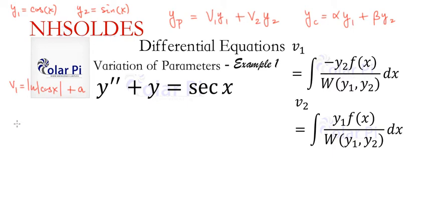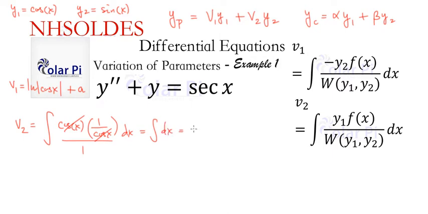And now we need to calculate v2. v2 is given by the second integral down here, and it's y1, which is cos x, times f of x, and f of x is again sec x, which we're going to write as 1 over cos x. Nice. And we know that the Wronskian, which we already calculated, is 1. And then that's dx here. So v2 is just the integral of, these guys take care of each other. So it's the integral of dx, which is just x.